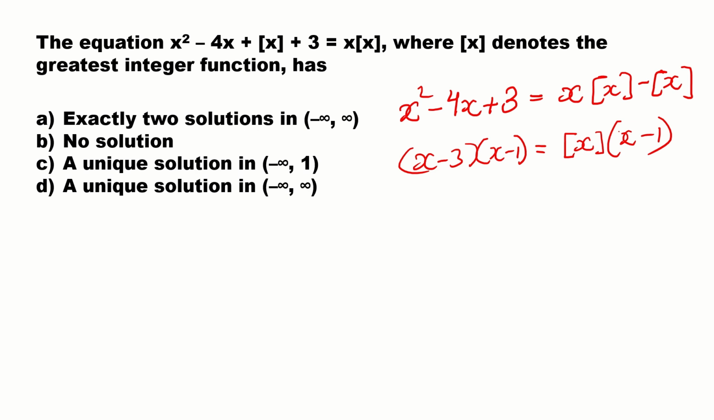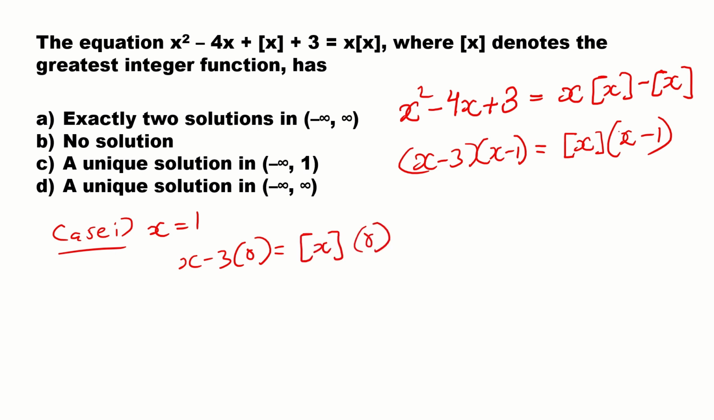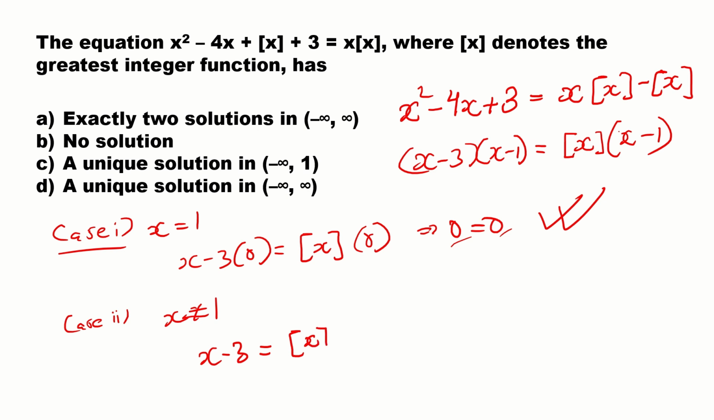Now we can only cancel the x minus 1 if x is not equal to 1. So we'll take the first case, when x is equal to 1. Then we get x minus 3 into 0 equals greatest integer function of x into 0, which gives 0 equals 0, which holds true. So that's one solution. Then case 2, when x is not equal to 1. If x is not equal to 1, we can cancel out x minus 1 from both sides. We get x minus 3 equals greatest integer of x.